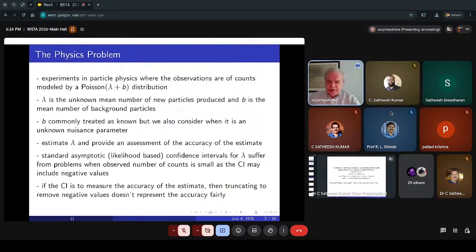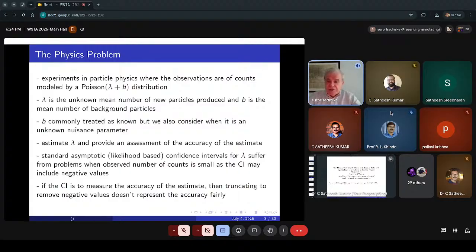Typically, because they've done lots of other experiments, they have a pretty good idea of what the value of b is. I'll talk about that case, but also the case where b isn't well known and is a nuisance parameter. Our goal here is to make inference, estimate lambda, and also assess the accuracy of the estimate. Why don't we use standard asymptotic likelihood-based confidence intervals? The physicists don't, because they suffer from a problem. Oftentimes they get very small counts, and when you apply the asymptotics, sometimes the confidence interval will contain negative values.